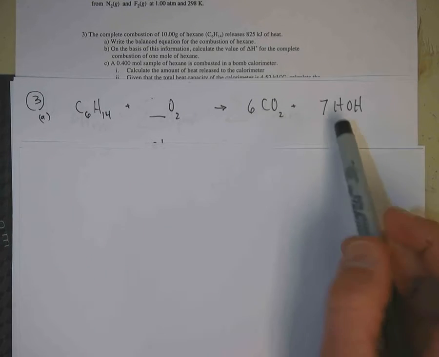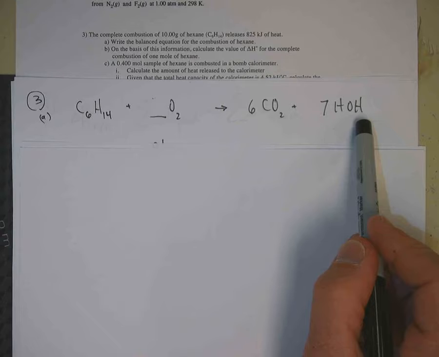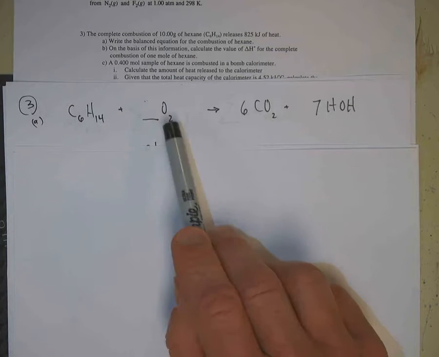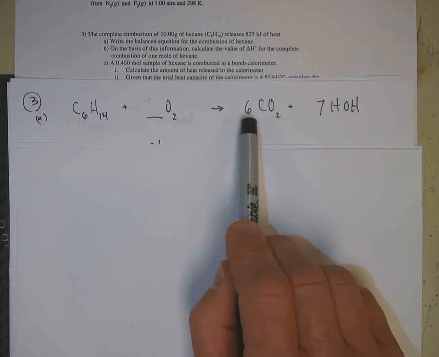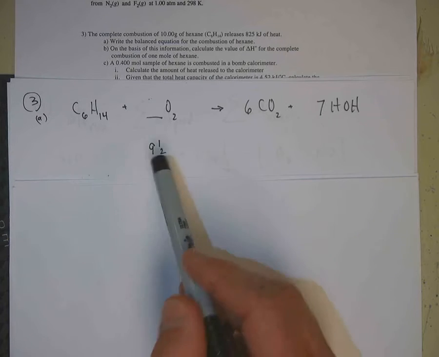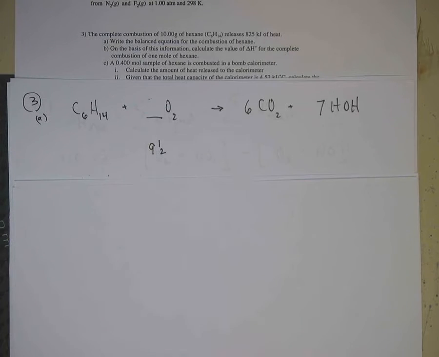You need 6 carbons. Hydrogens then, you need 7 times 2 gives you 14. And then since the oxygens end up being an odd number, 12 plus 7, 19, you need 9.5 oxygens right here to balance that equation.